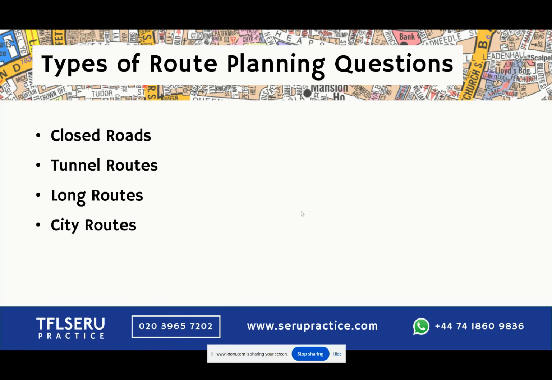The other type that you may come across are routes involving tunnels. This may be the Rotherhithe Tunnel, Blackwall Tunnel, or the Limehouse Link. Next you have long routes. These are similar to a normal question, however the route is longer. And then finally you have city routes, which tend to be shorter but involve more restricted access and pedestrian zones.